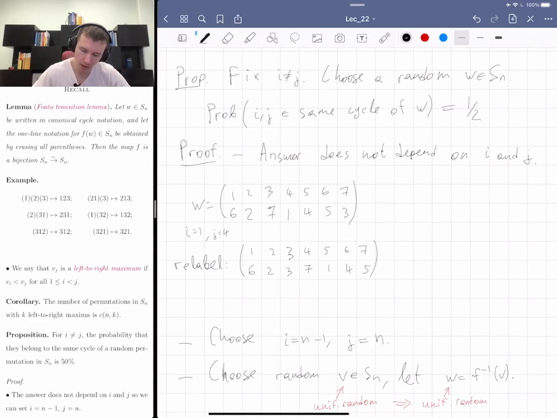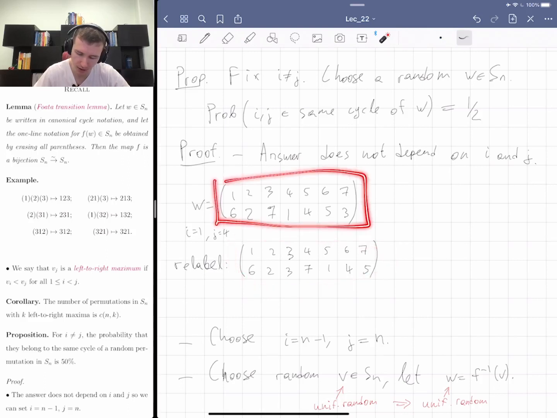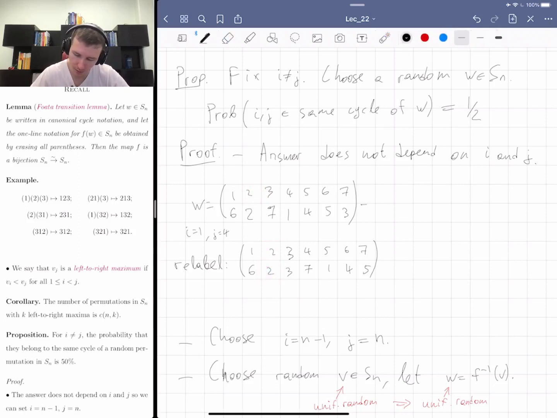What I'm going to do now is take this two-line notation and replace every integer I see here by the corresponding relabeled integer. So after I relabel, instead of 1, I get 6. Instead of 2, I get 2. Instead of 3, I get 3. Instead of 4, I get 7. Instead of 5, I get 1. 6 is replaced by 4. 7 is replaced by 5.